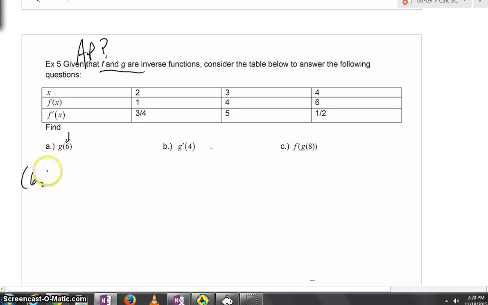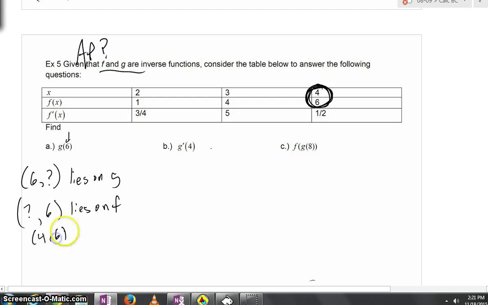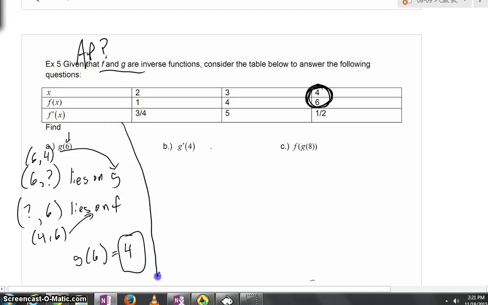So I can say 6 comma something lies on g. Something comma 6 then lies on f. In other words, 6 is the y value. I hope we can see pretty quickly from the table that we'd have 4 comma 6 lying on f. That means we have 6 comma 4 lying on g. So what is g of 6? g of 6 would simply be a 4.